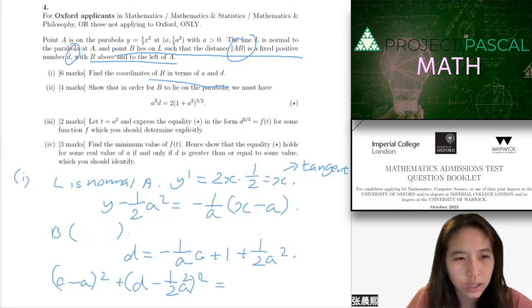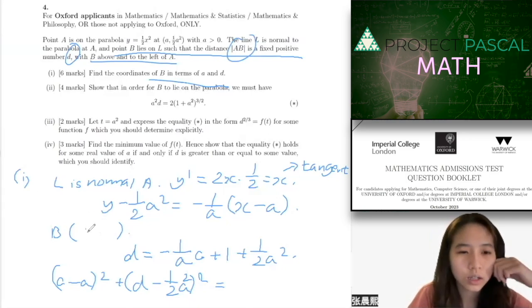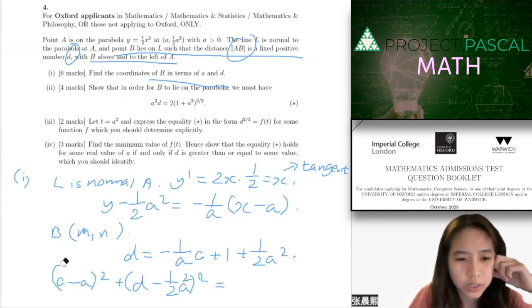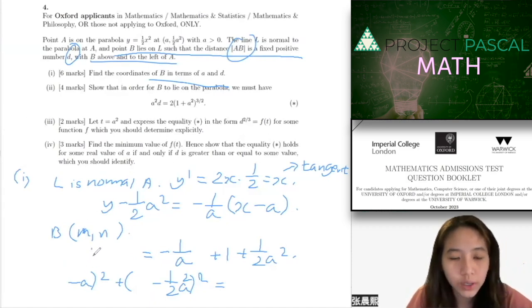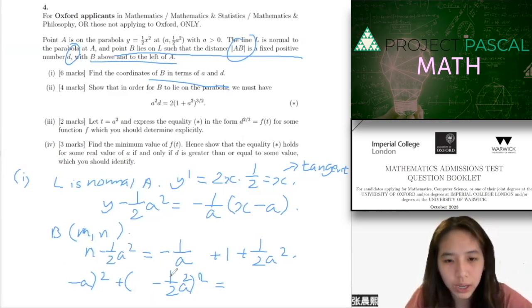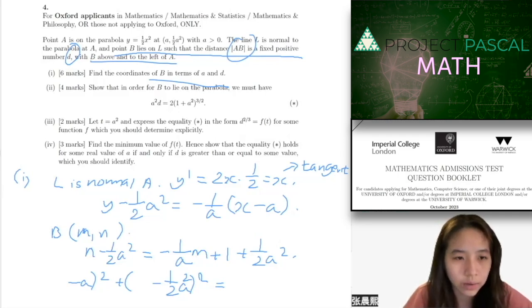I'll use M and N, so it's slightly better to express, because if I use D, then it's a repetition. So here, you sub m and n in, so you have n minus half a squared equals to negative 1 over a, m plus 1 plus half a squared. And so I moved that thing over.